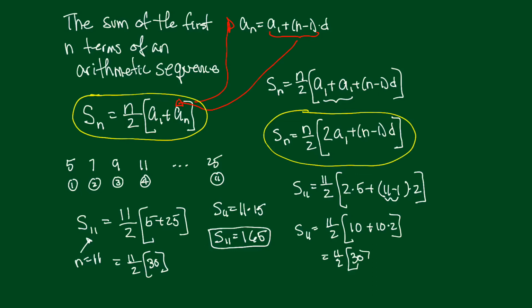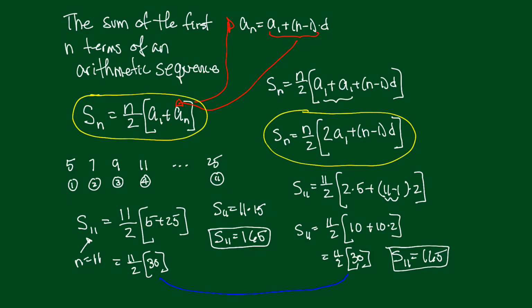Oh, actually, before we go any further, look where we are. You see this right here? Same as this. So we end up in the same place. The arithmetic looks different, but we end up in the same place. So what have we got? S sub 11 is 2 into 30 is 15. 15 times 11, 165.